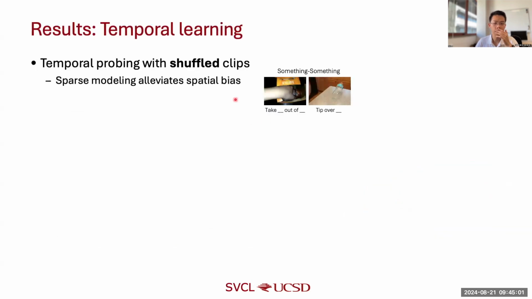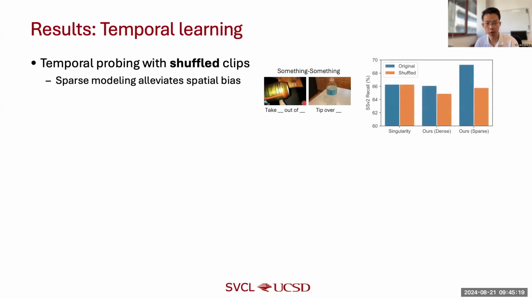So going back to the initial question, does the sparse model help reduce spatial bias in video language learning? We tested this with a simple temporal probing experiment on a temporal-heavy dataset, Something-Something v2. Here we compare the model performance on text-to-video retrieval using both the original videos and a perturbed version with the video frames randomly shuffled to remove all the temporal information.